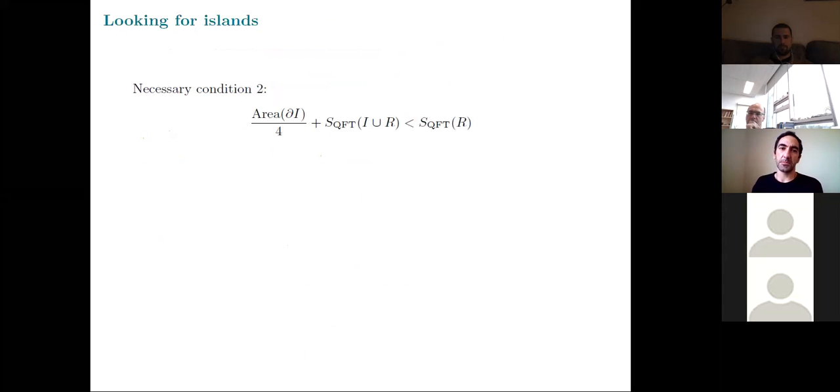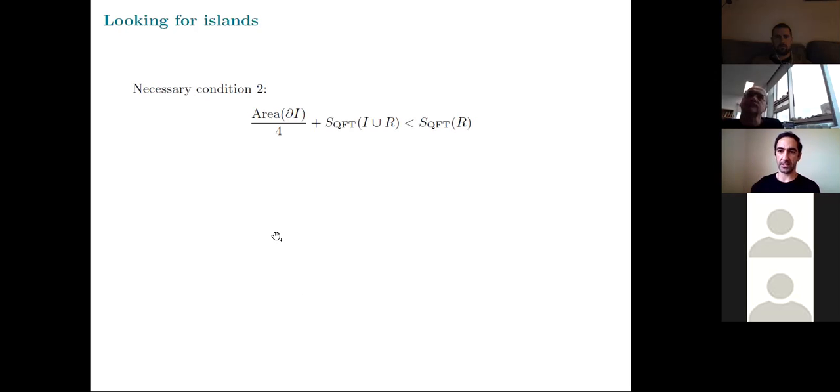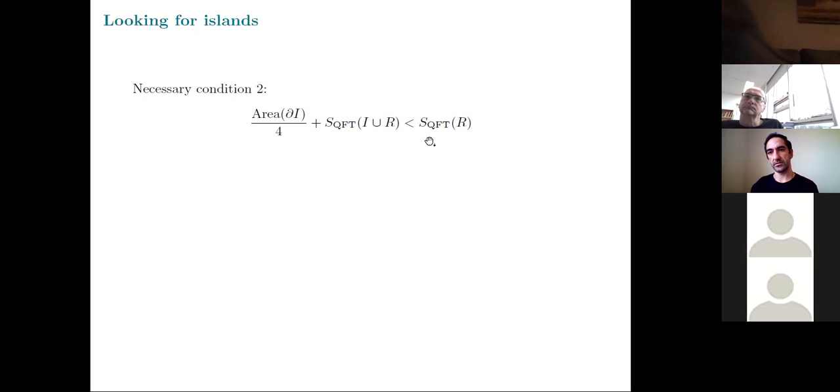Another set comes from the minimization condition. Okay, the minimization condition says not only do you need to extremize to find an island, then you need to compare the island entropy to the non-island entropy. So in particular, if you want the island to dominate, then you need the generalized entropy, this combination, to be less than the ordinary QFT entropy on R. Okay.